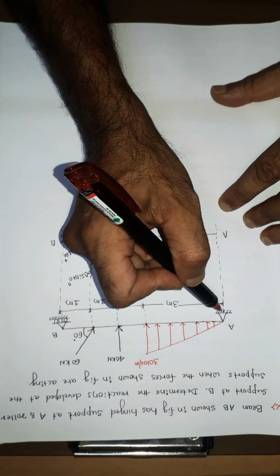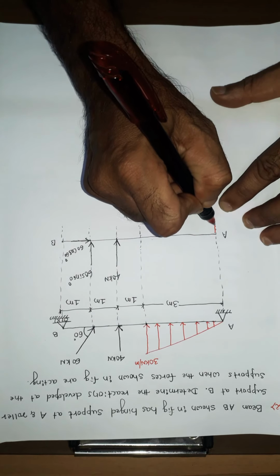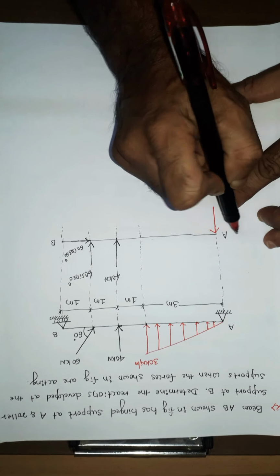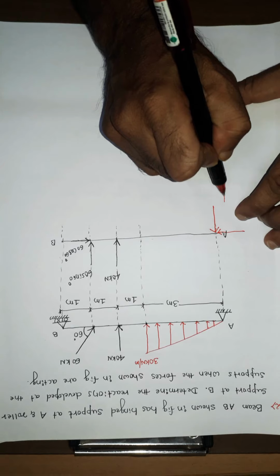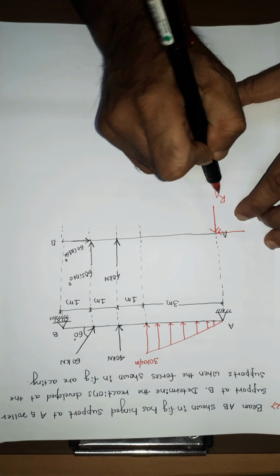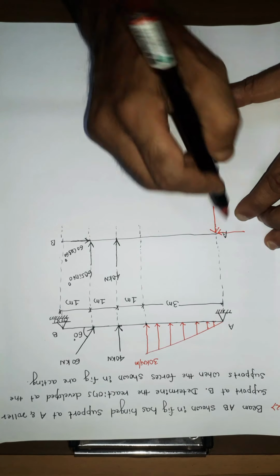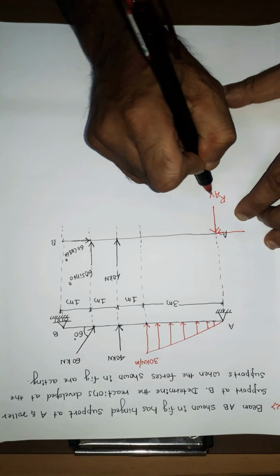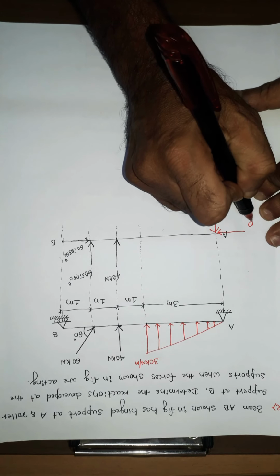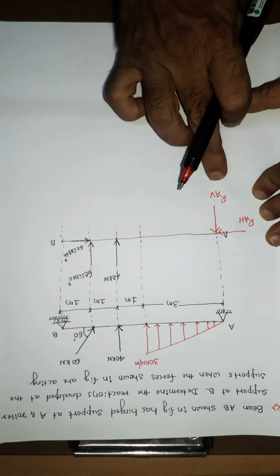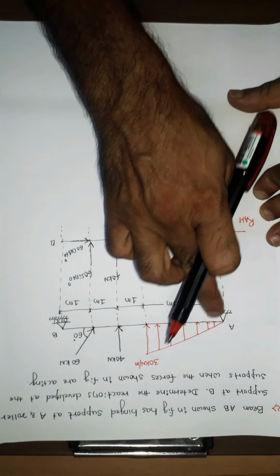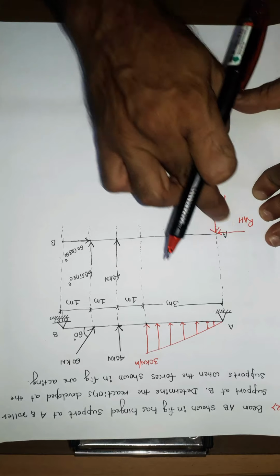Then similarly, you show the reactions. This is a hinged support. Hinged support means there will be two reactions, one vertical and one horizontal. So I can write this as the reaction at A, vertical, RAV, and the reaction at A, horizontal, RAH. So because of this hinged support, there will be two reactions.